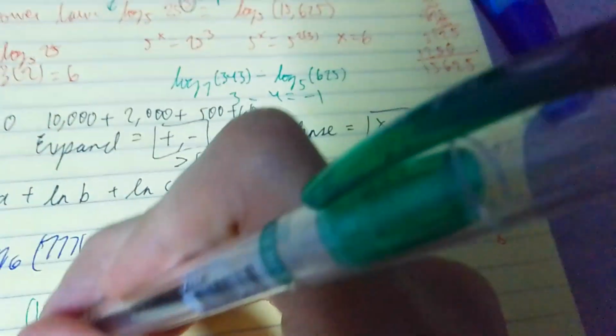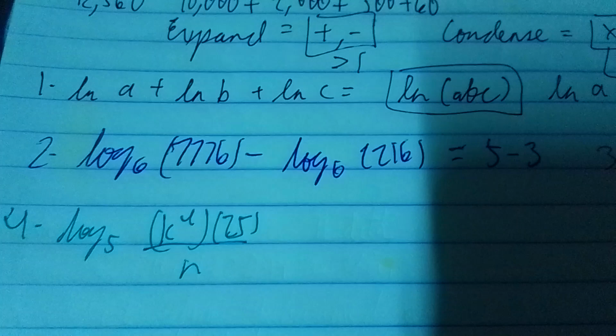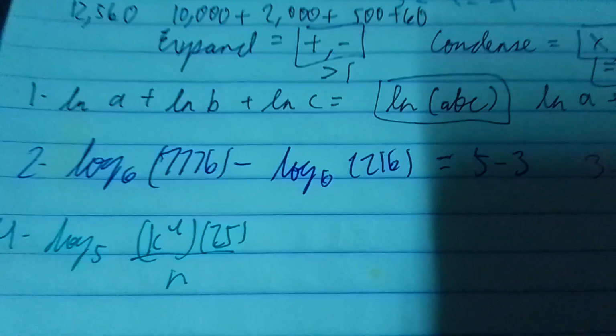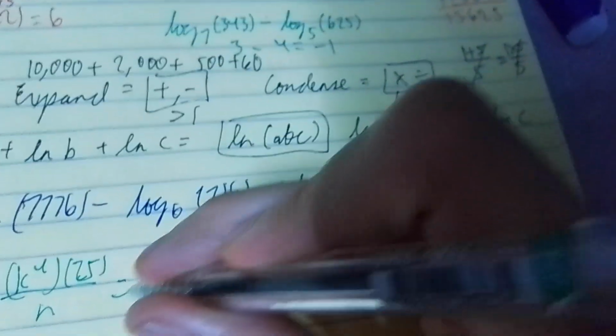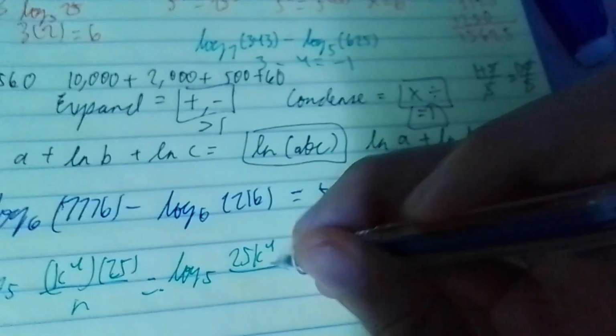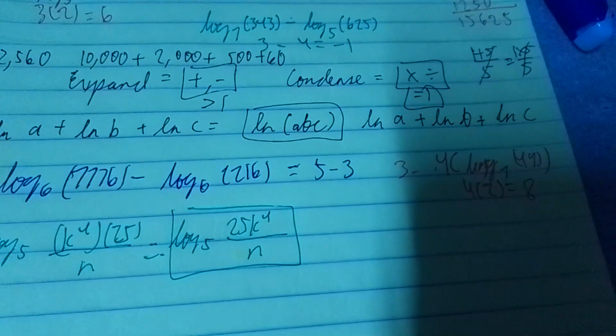And then, right, applying power law, it has to slide back up. So therefore, it's k raised to the 4th power. So that's it. Plus log base 5 of 25. So therefore, it's going to be log base 5 of k raised to the 4th power times 25. Right? Because it's product law, it's add.